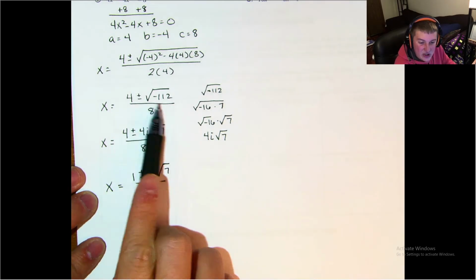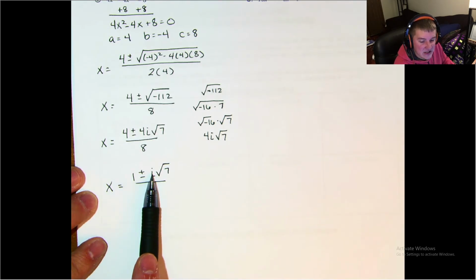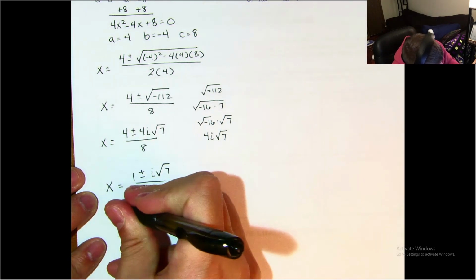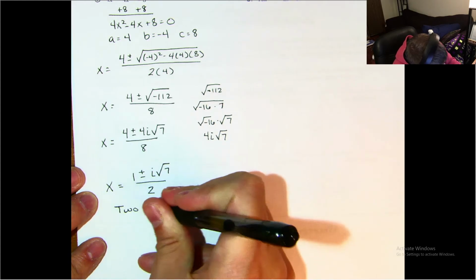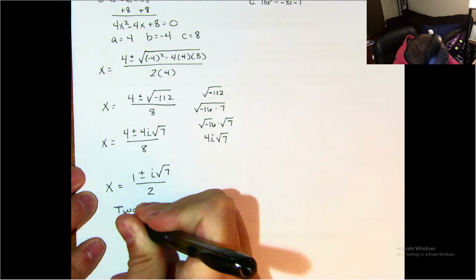Okay, my discriminant was negative, and I ended up with i as a part of my solution. That means I have here 2 complex solutions.